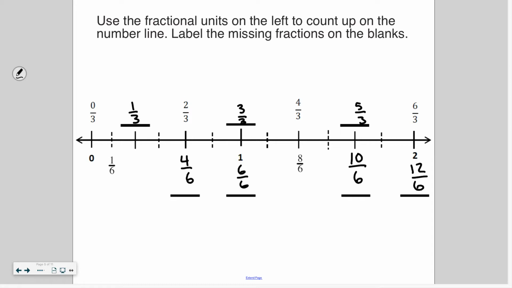So notice when I was counting up, my denominator did not change. For thirds, it stayed 3, and for sixths, it stayed at 6. But I changed the numerator every time I counted up. 0 thirds, 1 third, 2 thirds, 3 thirds, 4 thirds, 5 thirds, 6 thirds. Same for sixths, 0 sixths, 1 sixth, 2 sixths, up through 12 sixths.